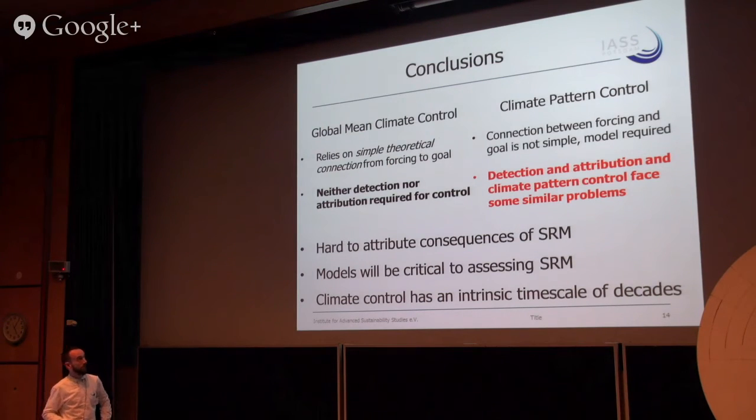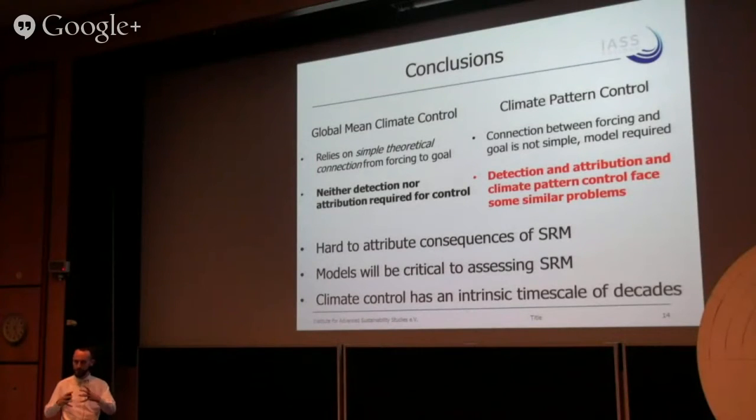Whereas for climate pattern control, which I'm not going into the details of here, the connection between the forcing and the goal, this pattern of climate response, is not direct. It's not simple. So we need to rely on climate models or some other approach. And so I think detection attribution and climate pattern control face some similar problems. There are some parallels there. Generally, it's hard to attribute the consequences of SRM. Models will be critical to assessing and justifying SRM, and to understanding what's happening even after you deploy. Critically, climate control is limited. It has an intrinsic timescale of decades. That's important to bear in mind if you were ever to do it.